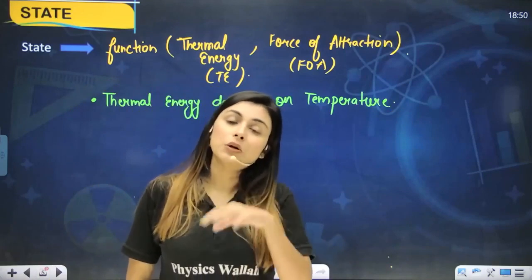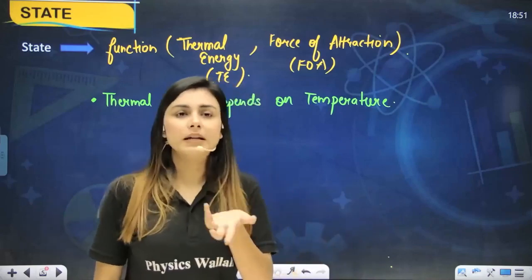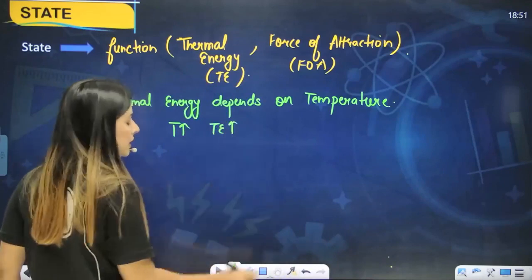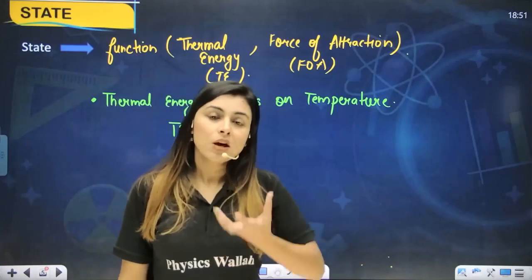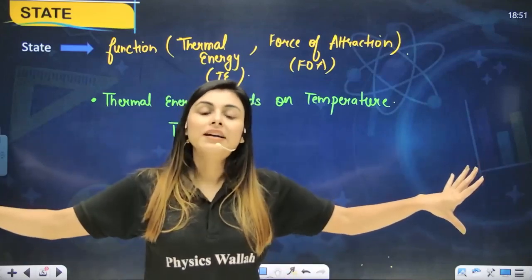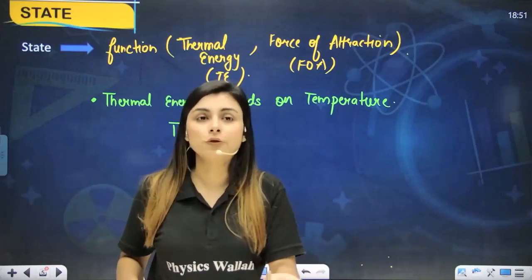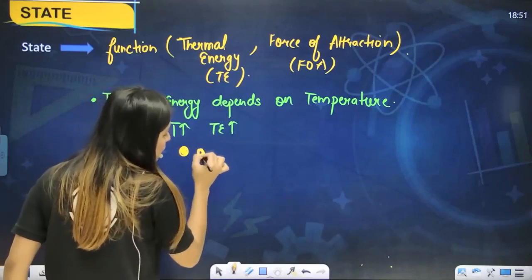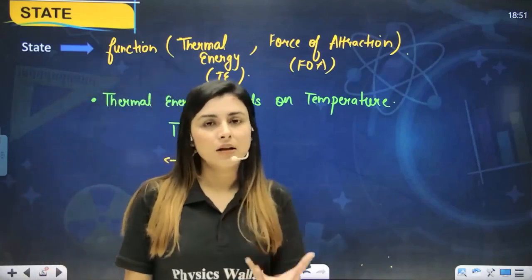If you have very high temperature, then thermal energy will dominate over the force of attraction, because thermal energy will increase. With an increase in temperature, your thermal energy also increases. And when thermal energy increases, the particles tend to move randomly away from each other, because they have very high thermal energy. So when thermal energy is more, your particles tend to move away in a random motion. And that is how it happens.